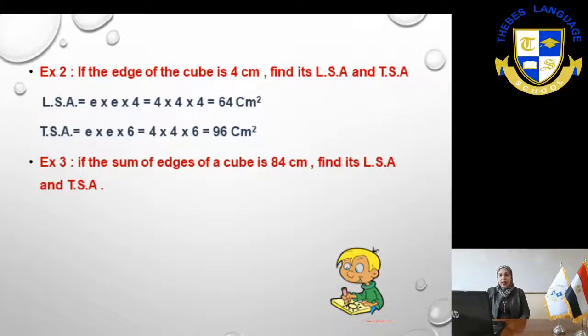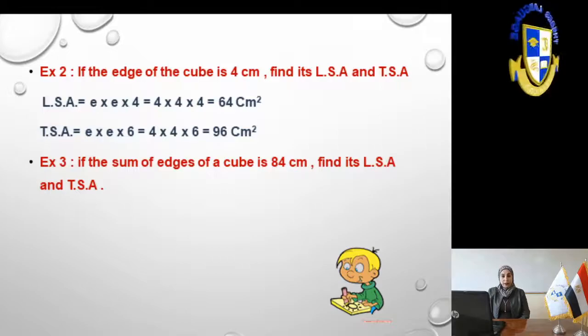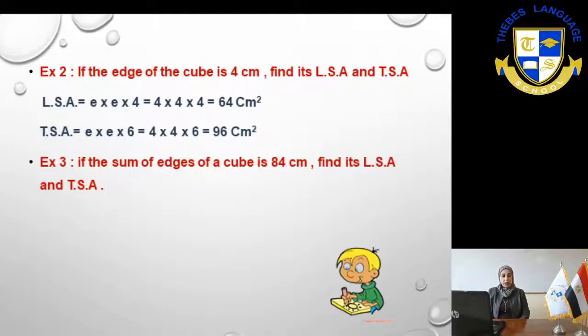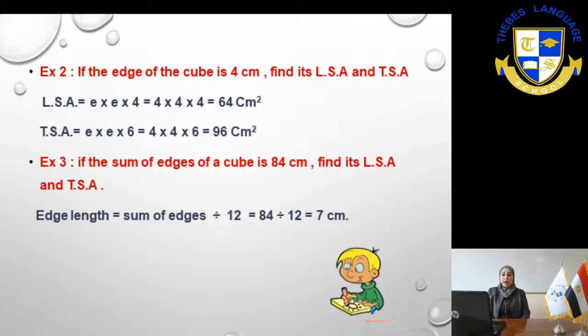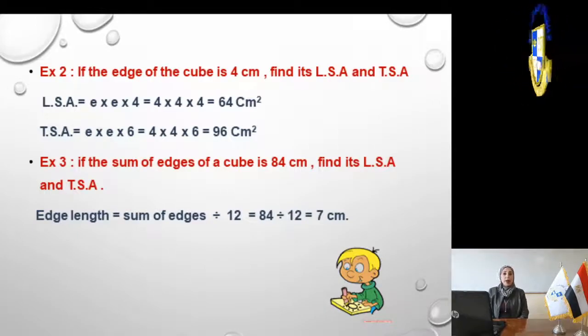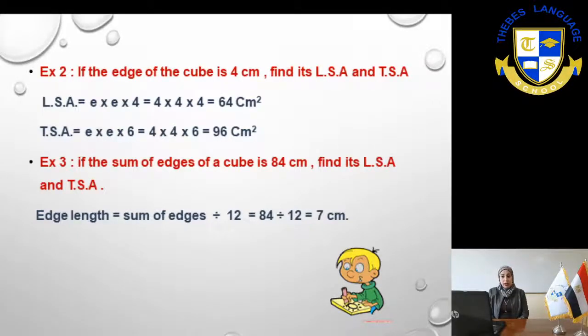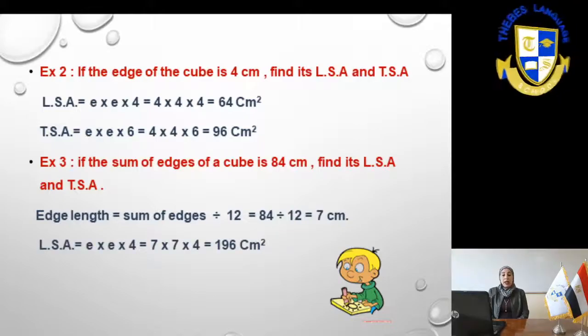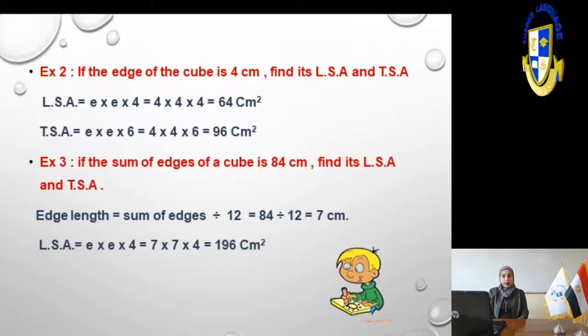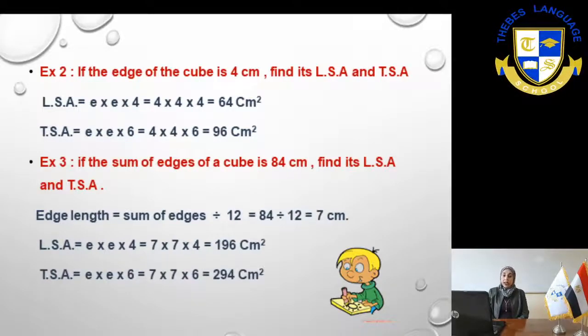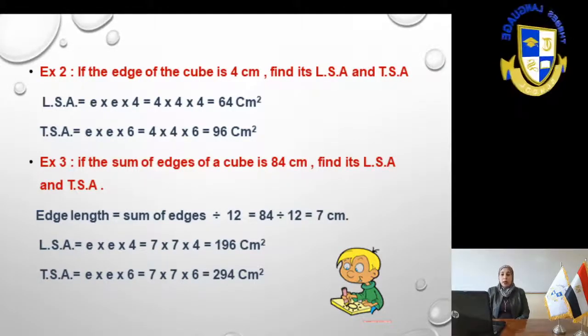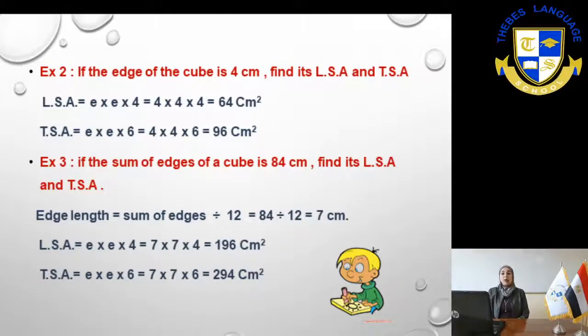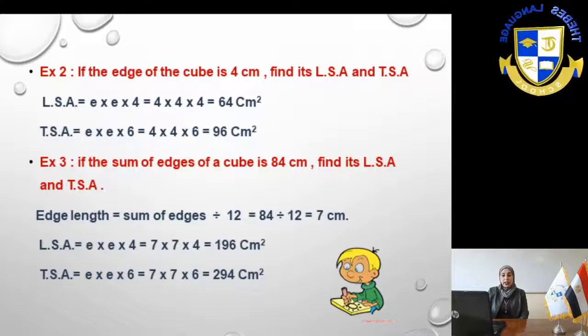Example number 3, if the sum of edges of a cube is 84 centimeters, find its lateral surface area and total surface area. Edge length, how can I calculate the edge length? It will be sum of edges divided by 12. So it will be 84 divided by 12 equals 7 centimeters. Lateral surface area equals edge times 4. It will be 7 times 7 times 4 equals 196 centimeters squared. And the total surface area, we said before, edge times 6 equals 7 times 7 times 6 equals 294 centimeters squared.